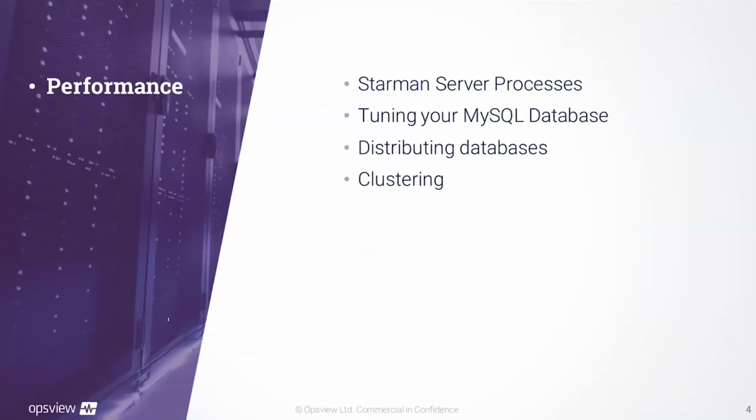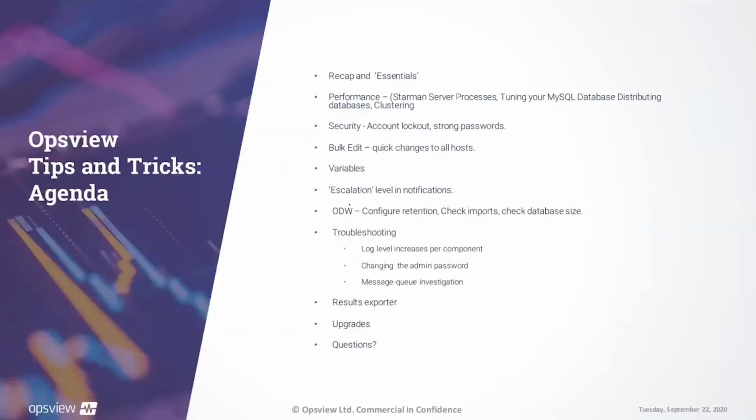Some of the tips and tricks I want to delve into, let's go back to our agenda here. I want to look at some performance tuning, some security options, some UI options that maybe we've not seen before, so making bulk changes and modifying variables. The option to create what we call like an escalation level in notifications, so you can configure your notifications to alert from a particular level. So create an escalation type notification event. We can go and configure our ODW, which is our long-term data warehouse, our long-term storage. And then I'm going to dig into troubleshooting and, like I said, the results exporter, how you might get results from Opsview into something like Splunk or something like that. And then we'll dig into upgrades.